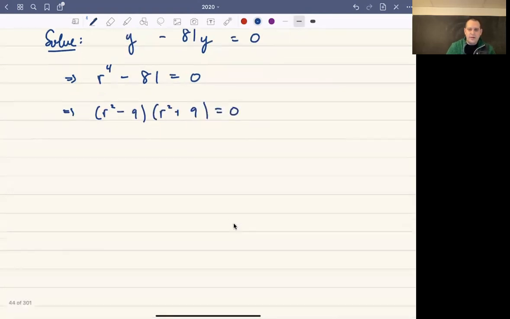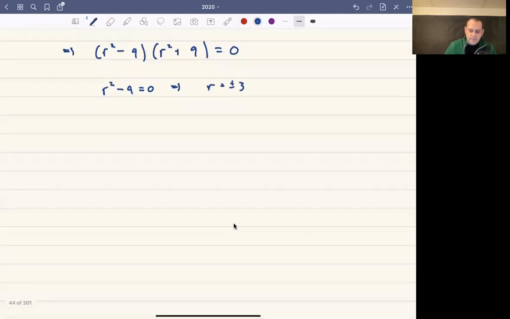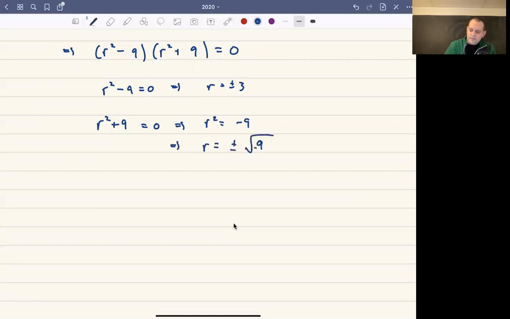And of course, r squared minus 9 equals 0 implies that r is plus or minus 3. So nothing mysterious there. But r squared plus 9 equals 0 tells you that r squared is going to be negative 9, which tells you that r is going to be plus or minus the square root of negative 9. And if you have a negative inside the square root, what you can do is you can bring the negative outside the square root and make it an i. So this means that we're going to have solutions plus or minus 3i.